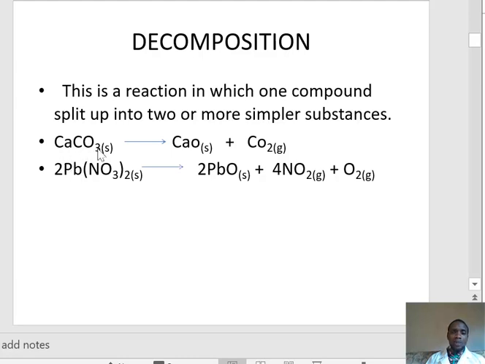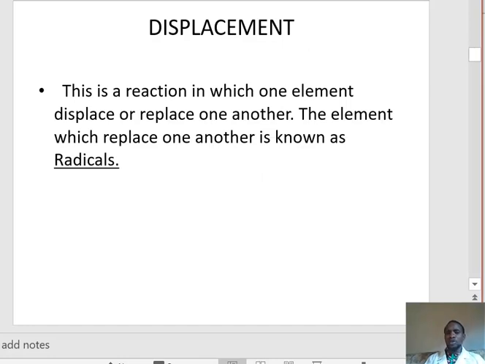Now, when you look at calcium carbonate, when it's heated, it's going to give us quicklime, calcium oxide, and carbon 4 oxide. And when you look at lead 2 nitrate, this one splits into three different components: lead 2 oxide, nitrogen 4 oxide, and oxygen. So in decomposition, we have one compound splitting to give us two or more simpler substances.